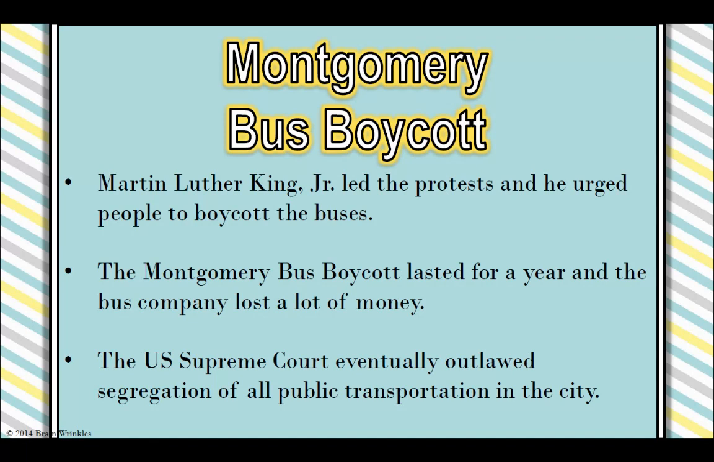Okay, the US Supreme Court eventually outlawed segregation of all public transportation in the city. Because of this bus boycott and all of the issues and protests that were coming up because of it, the United States Supreme Court finally says, okay, we've gotten rid of segregation in schools. Why not public transportation too? I mean, that should be equal also. And this will get rid of these issues, right? So that meant that if Rosa Parks got on a bus and she wanted to sit in the front seat, she could, theoretically. Okay.